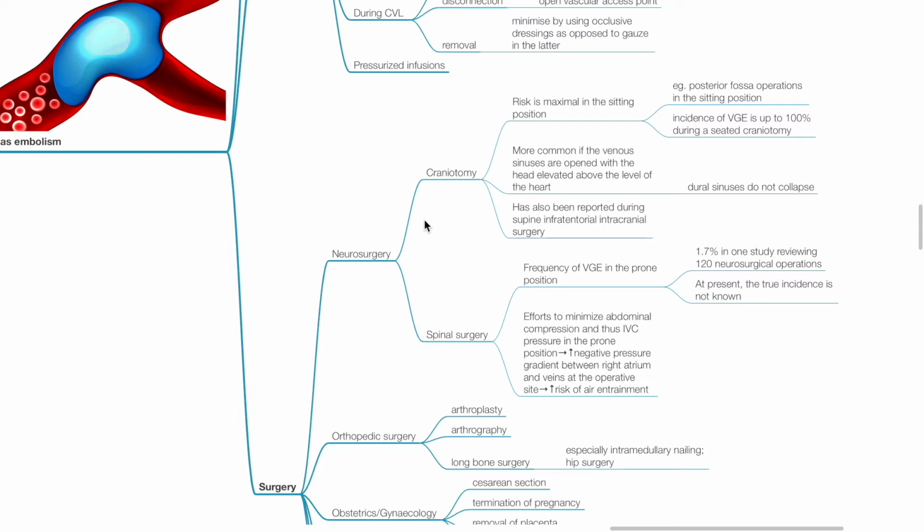Efforts to minimize abdominal compression, and thus IVC pressure, in the prone position result in an increased negative pressure gradient between the right atrium and veins at the operation site, increasing the risk of gas entrainment.